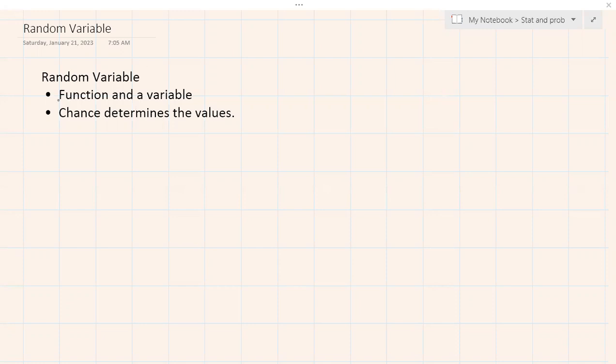Random variable is actually a function and a variable na yung goal niya is that yung values ay madetermine by chance, or chance determines the values. Nage-get nyo ba ito? Do you guys understand what I mean? So let me give you an example, okay?